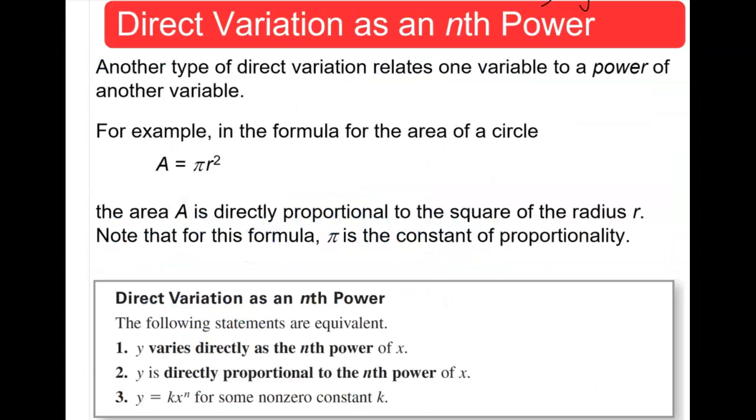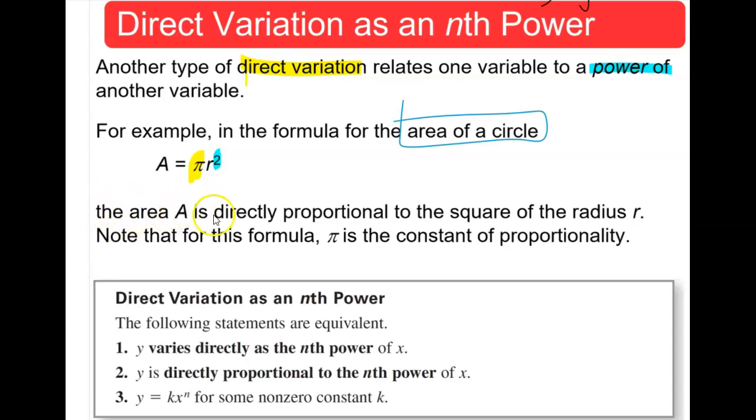Another type of direct variation could also be the direct variation as an nth power, with n being a real number. So for example, the second power, the third power, the fourth power, the fifth, and so on. In this case, we have the second power, but we also have direct variation. We know it's direct variation because of the constant pi, and then we know the power of another variable, which is the exponent of the radius. And of course, you recognize this is the formula for the area of the circle.